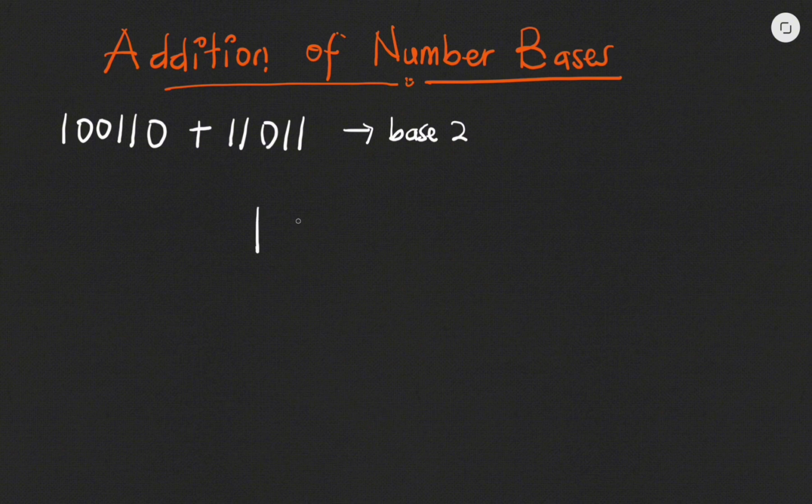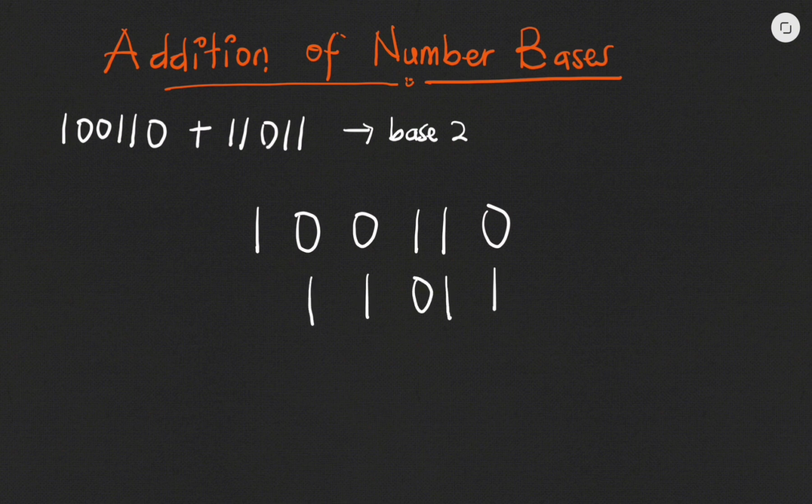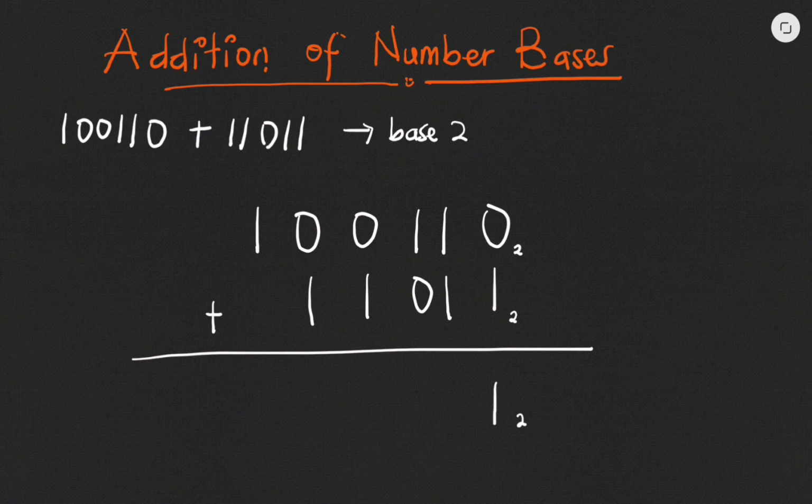So I have 100110, then I have 11011, which I'm supposed to add. Now remember, we are adding in base 2, so base 2 is our final answer. Adding from the right to the left as usual, 0 at the top plus the 1 at the bottom will give me 1. It's not more than 2, so we write the 1.